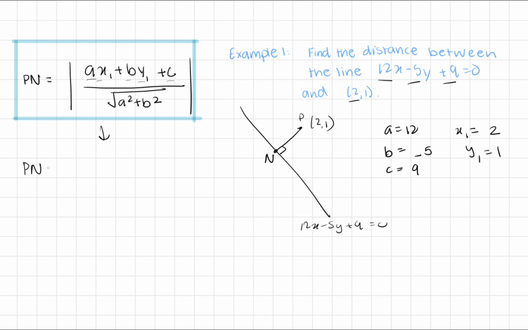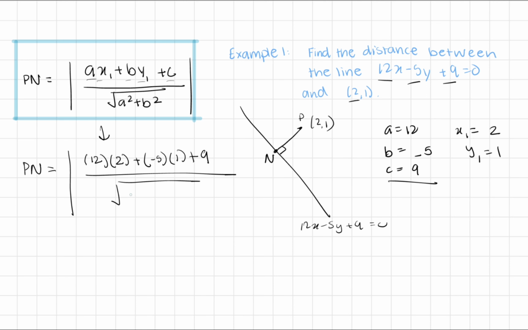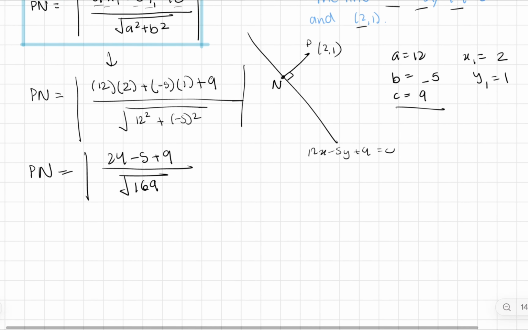So PN, the length of PN, is equal to the absolute value of Ax1, where A we saw was 12 and x1 we saw was 2, plus By1, where B we saw was negative 5 and y1 we saw was 1, plus C, where C is 9, over the square root of A squared, 12 squared, plus B squared, negative 5 squared. Absolute value closed. Simplifying the top, we have 24 minus 5 plus 9. Simplifying the bottom, we get 144 plus 25, which is 169.